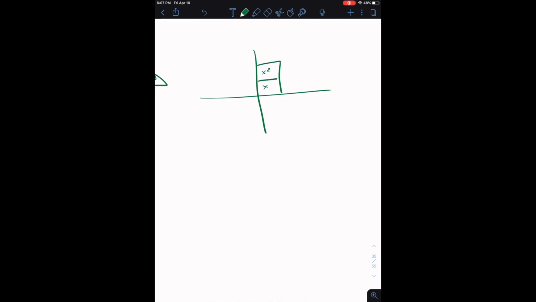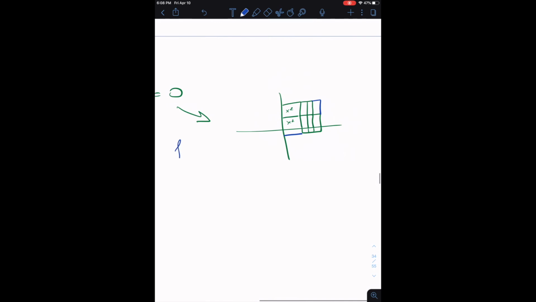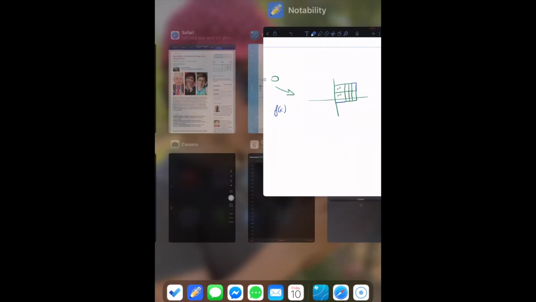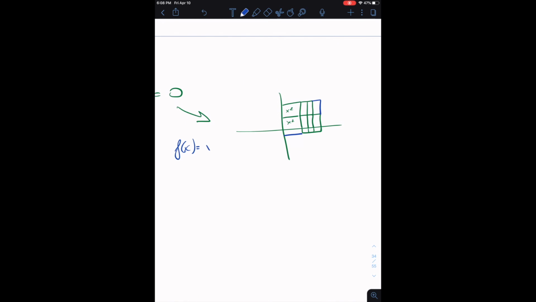So x squared, we have 4x, 5x, and we have the minus 3. That's what we have. In order to make that into a rectangle, we need to find another 0 pair of x. And then we can read off that f of x is x minus 1, x plus 3. 2x minus 1, pardon me, 2x minus 1, x plus 3.